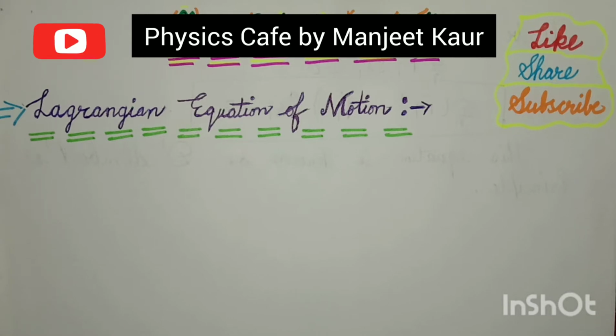So what are generalized coordinates? Those coordinates which are independent of each other. That means which are free from constraints.